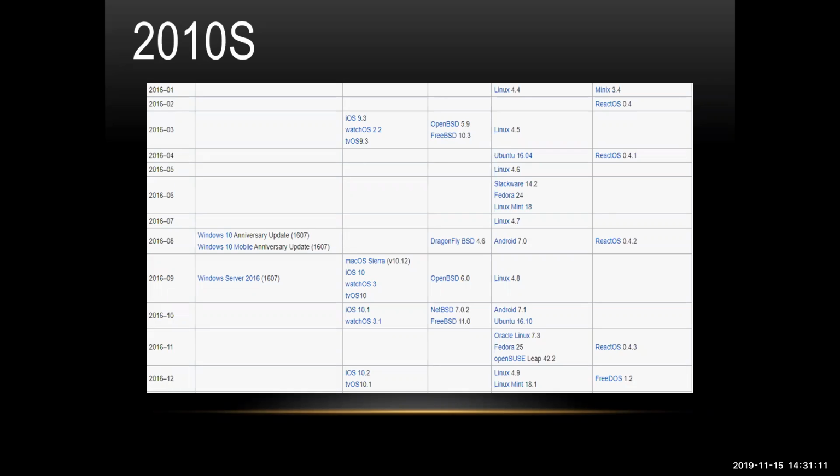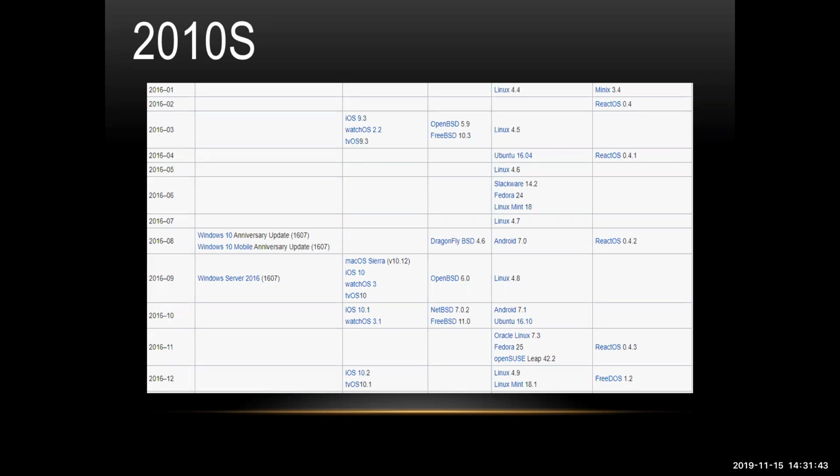Then Windows 10 Mobile anniversary update 16.07, and Dragonfly BSD 4.6, Android 7.0, Rack OS 0.4.2. Then September of 2016, we had the Windows Server 2016, and then Mac OS Sierra, iOS 10, Watch OS 3, tvOS 10, OpenBSD 6.0, and Linux 4.8.